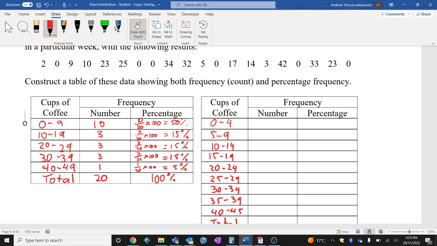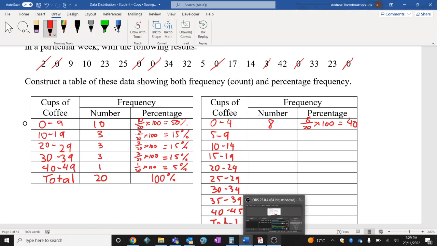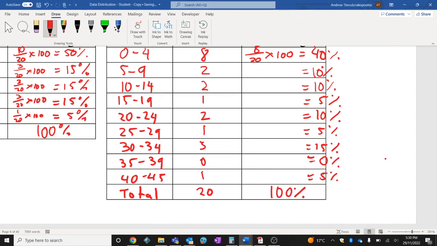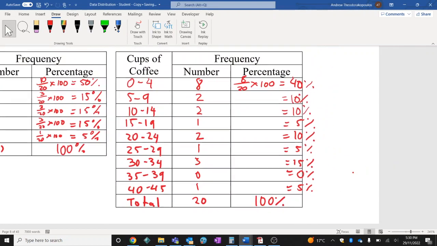So let's see, for 0 to 4, how many belong to that first group? 1, 2, 3, 4, 5, 6, 7, 8. Okay, and 8 divided by 20 times 100 equals 40. I'm going to press pause, get you to press pause, and then complete the rest of this table. Okay, so hopefully your answers look something like this.